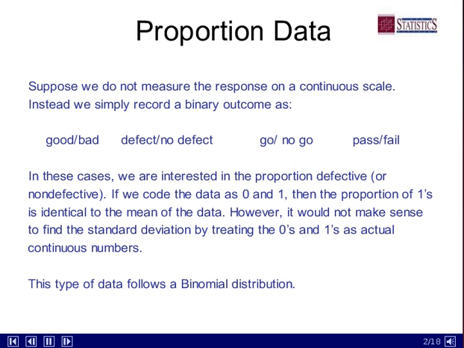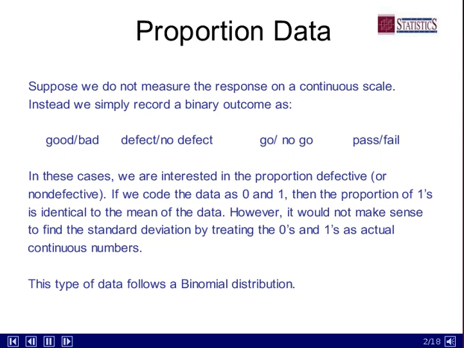However, it does not make sense to find a standard deviation of those numbers because the coding is arbitrary, and we could have used text, go, no go, or defect, no defect, and we would not even have been able to find a standard deviation in that sense, though we could still find a proportion. Okay, so we don't want to find a standard deviation that way.